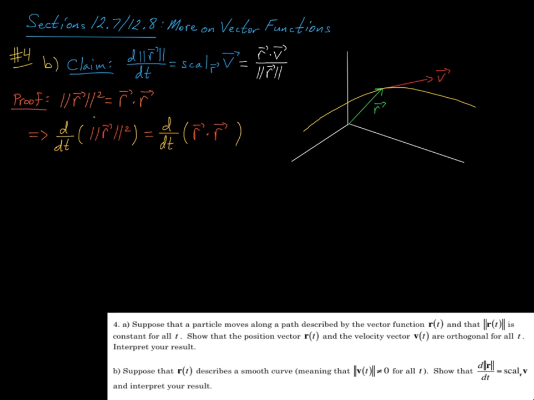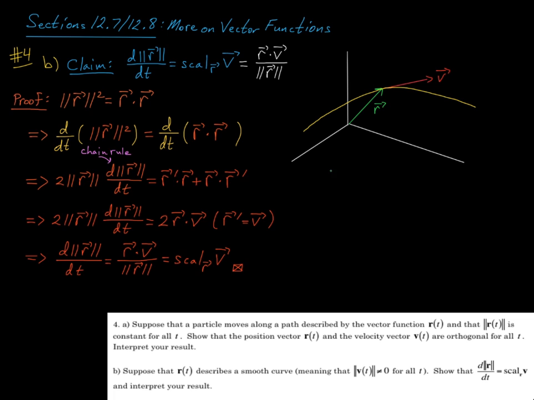I'm going to start out with the fact that the magnitude of R squared is equal to R dot R. And so I'll go ahead and differentiate both sides with respect to time. On the left hand side, since I'm differentiating this square, I'm going to use the chain rule. The chain rule says differentiate the square first. The 2 comes down and multiplies the inside, which is the magnitude of R. And then I have to multiply by the derivative of the magnitude of the position vector with respect to time.